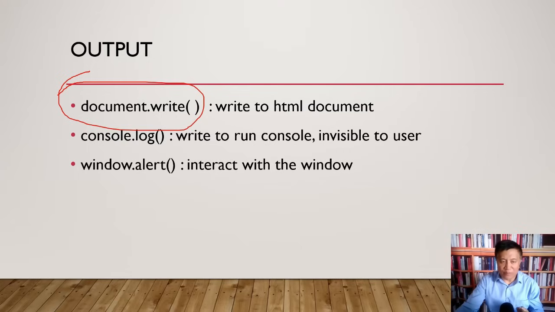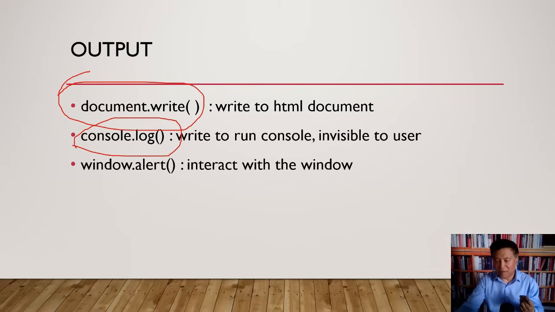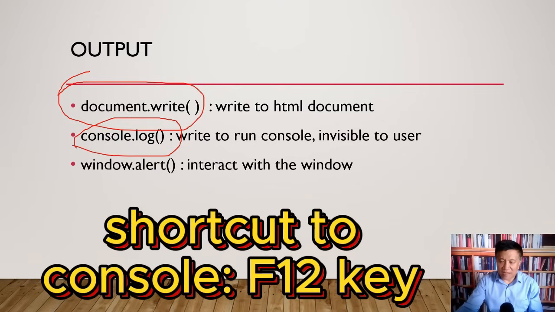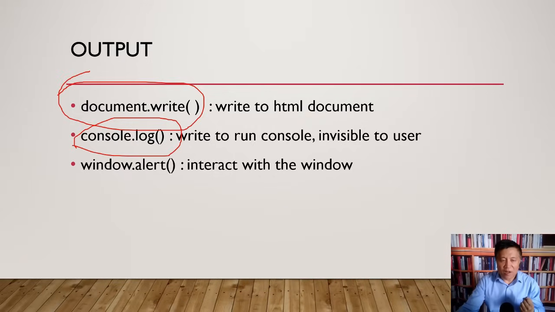Or you can write to a console. The console is just a programmer's helper. As you can see earlier, unless somebody knows the F12 trick, they don't even know where the console is. Another way is to write to the window. The window alert allows somebody to output to the window. The window contains the web browser. So there are several different levels of output.